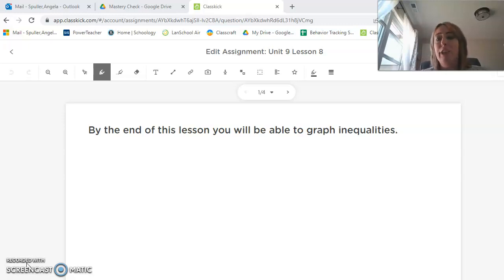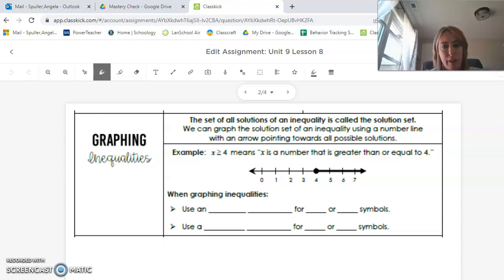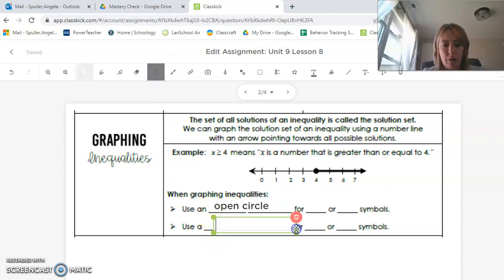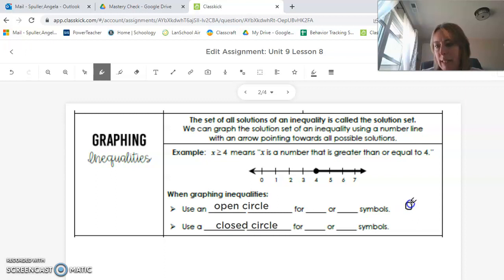By the end of this lesson, you're going to be able to graph inequalities. A couple things you need to know first and foremost. When we're graphing, we have two kinds of circles. We have an open circle, that's your first kind. And we have what we call a closed circle. Open circle like this. Closed circle is like this here. It's colored in, kind of like we see up here.